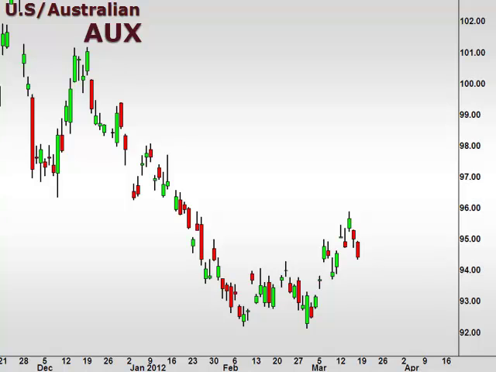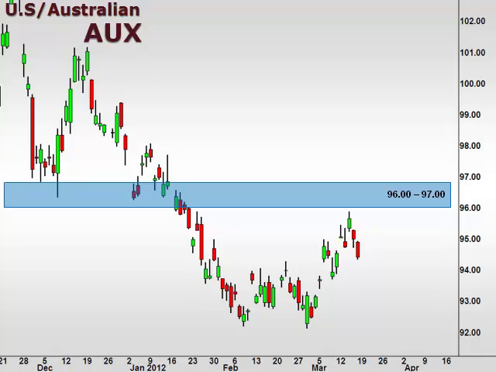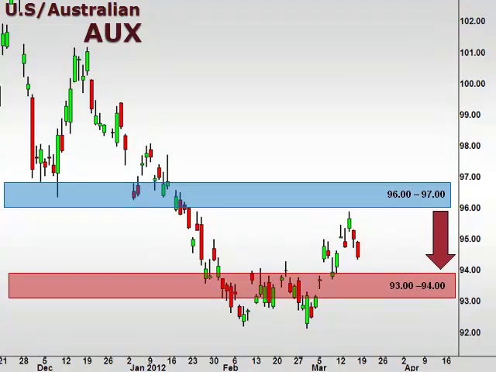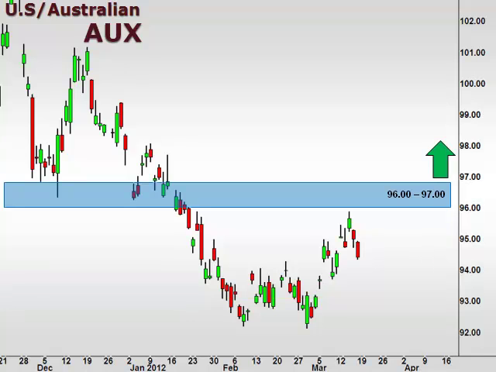Let's take a look at the AUX, the US versus the Australian dollar. Well, the AUX traded just shy of the 96-97 resistance level before reversing lower. A follow-through is likely to test support down at 94. An immediate reversal higher and subsequent break of 96 is likely to confirm a continuation to the upside.